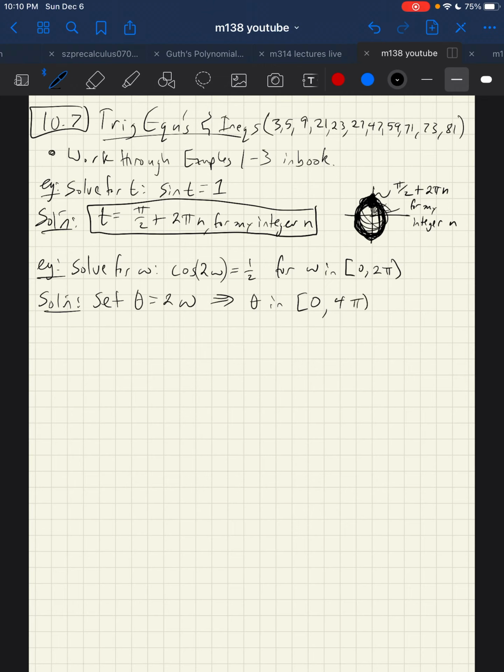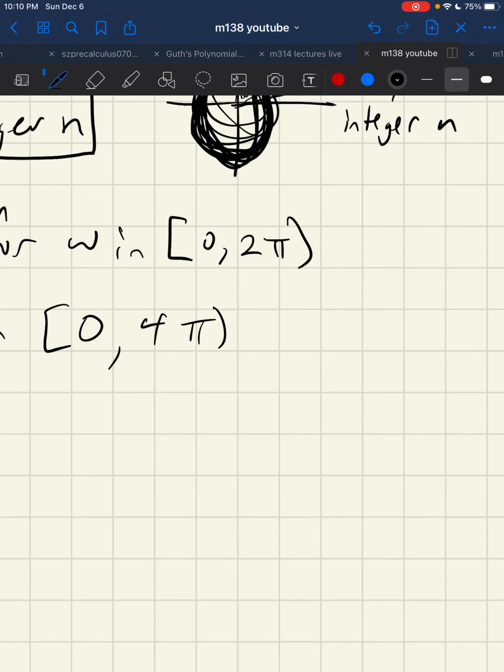Okay? And now let's solve. Cosine, well, our 2w is now theta, equals 1/2. And so we can go over here and draw another unit circle.